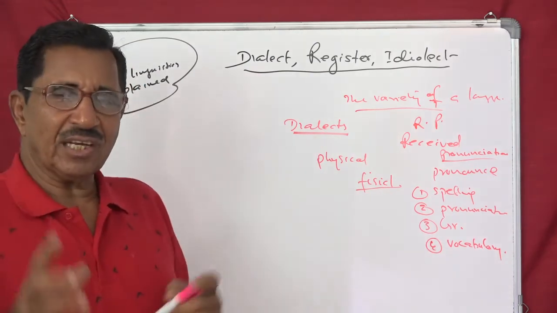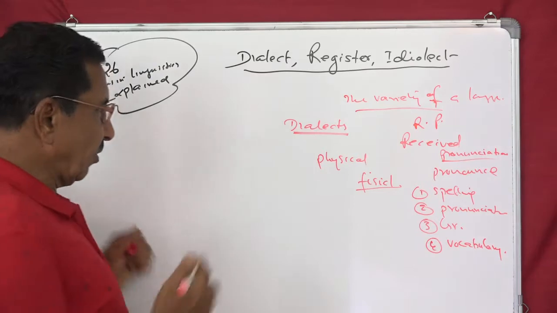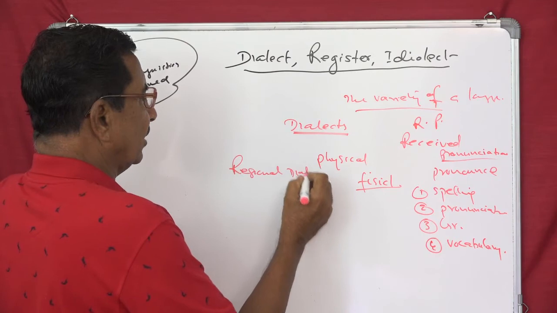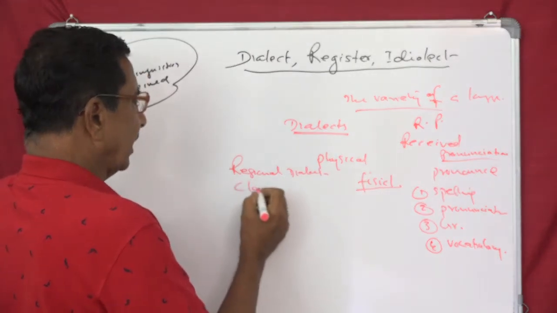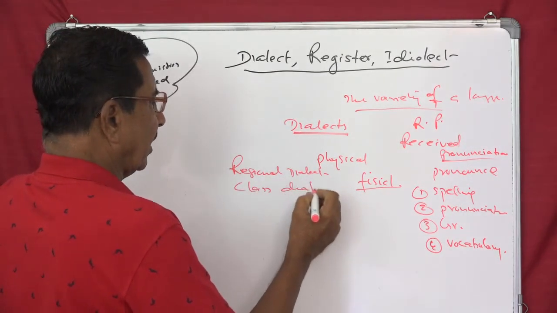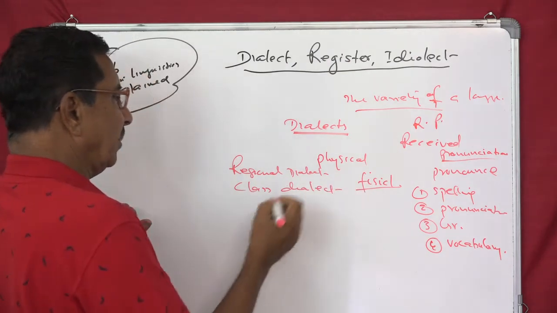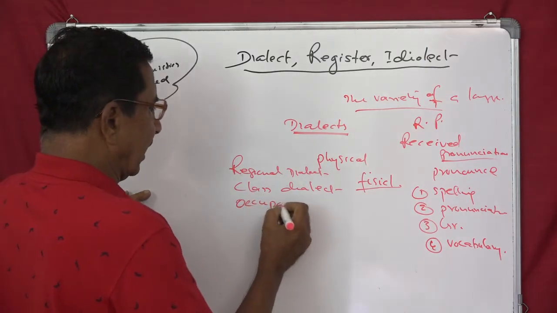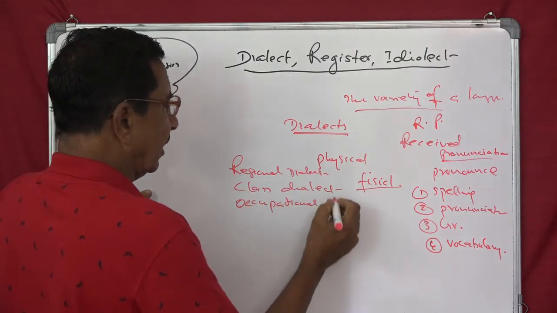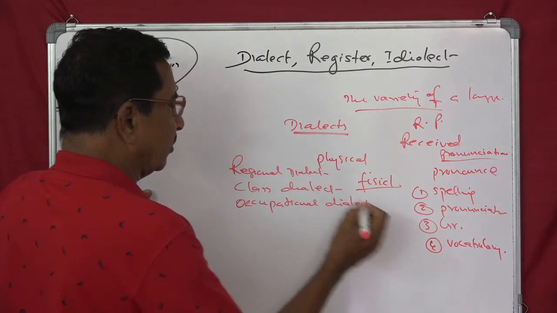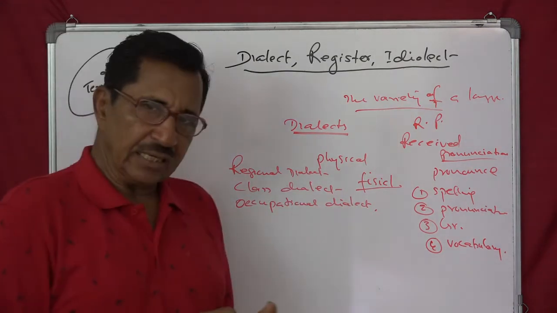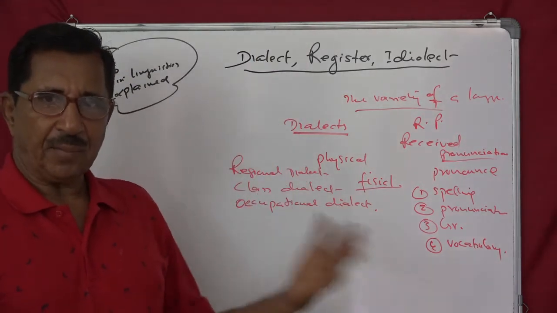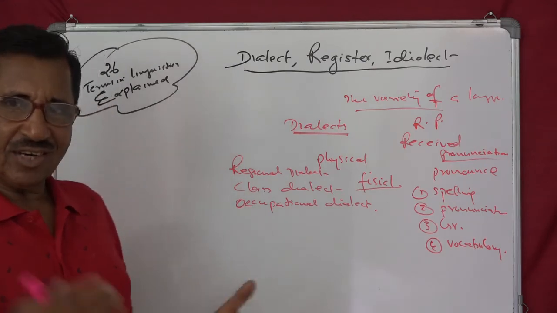Now suppose this variety is used in a region, then you call it regional dialect. If it is used by a class of people, then that is class dialect. If it is used by people who have the same occupation, you will say occupational dialect. Class of people means, say, high class, low class, middle class, upper class, lower class. So then you call it class dialect.